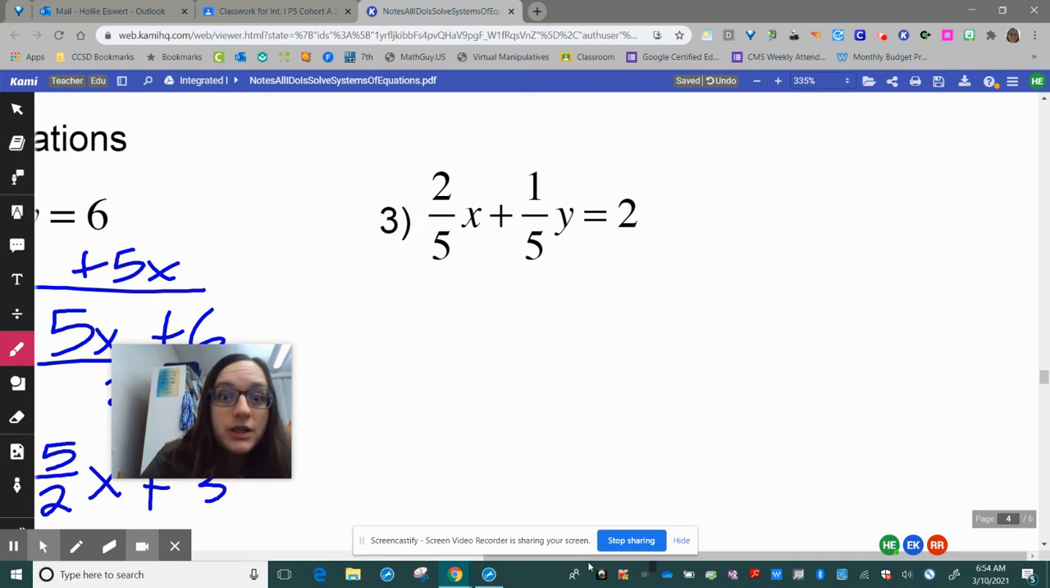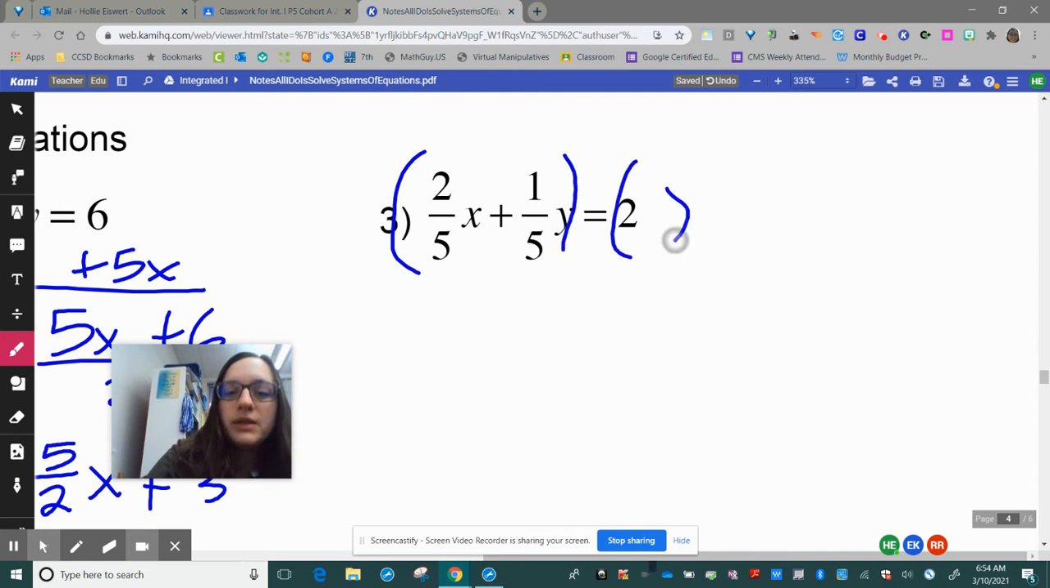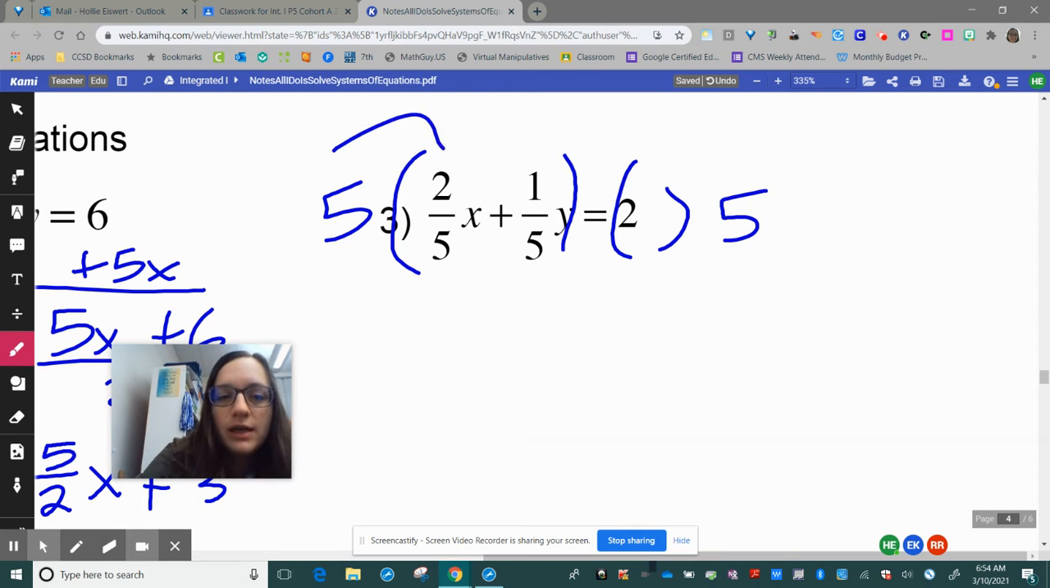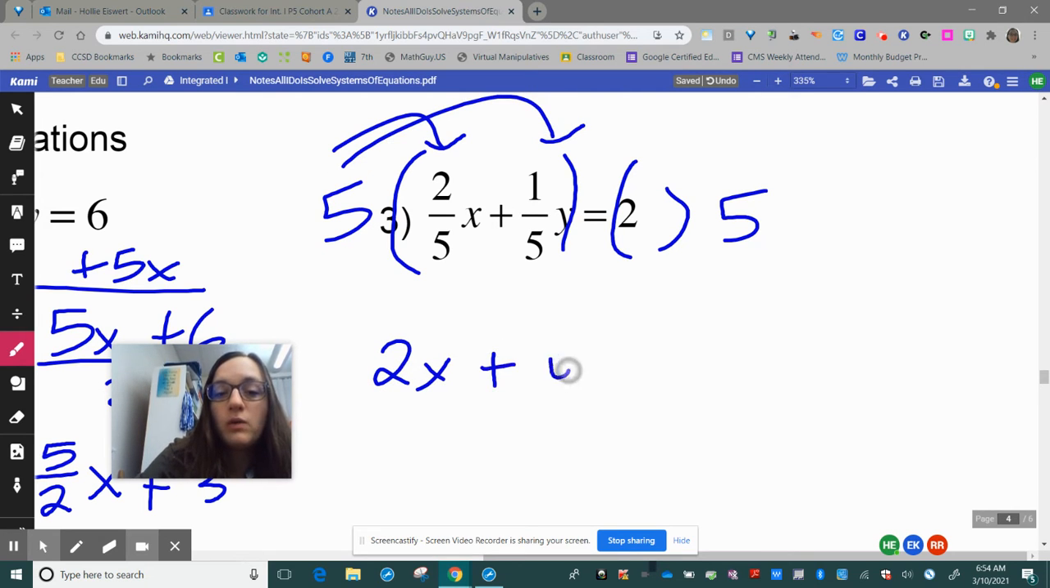We can get rid of the fractions. Since those are divided by 5s, if we multiply by the greatest common denominator, we get rid of those denominators. So if we multiply both sides by 5, we can get rid of those fractions. You're welcome to move them over and deal with the fractions, but if we get rid of them, 5 times 2/5 x leaves us with 2x. 5 times 1/5 y gives us a positive 1y, and 5 times 2 equals 10.